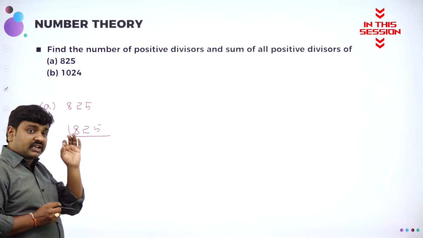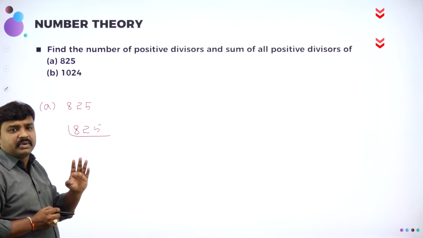Add the digits, the number after adding, if it is divisible by 3, then the whole number is divisible by 3. Simple.